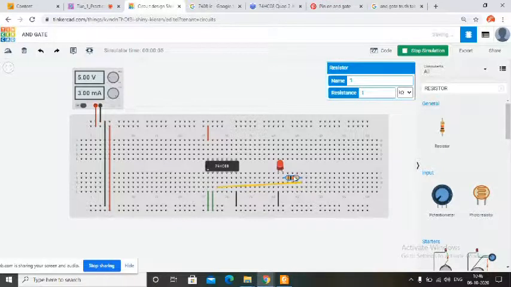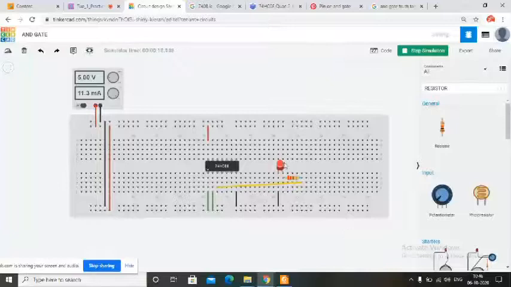If you click on this resistor, you will get this box, and from here you can change the value of the resistor as well. It is at 1 kilo ohm at this moment. Let us change it to 220 ohm. Once I change it to 220 ohm, you can see its brightness has increased because I reduced the resistance.